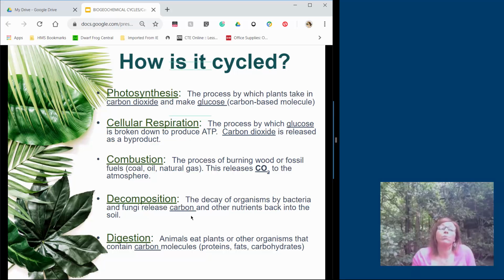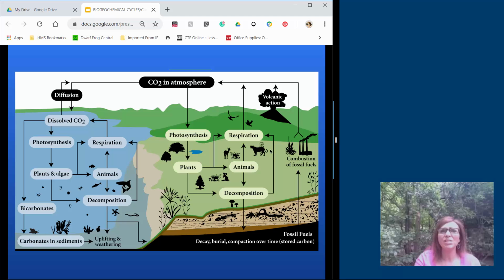Like we don't get it by breathing. We have to actually eat things. So we eat plants or eat animals, something that has those carbon-based compounds in them. So that is an important cycle of how it goes from one thing to the next, the food chain that we talked about, right?